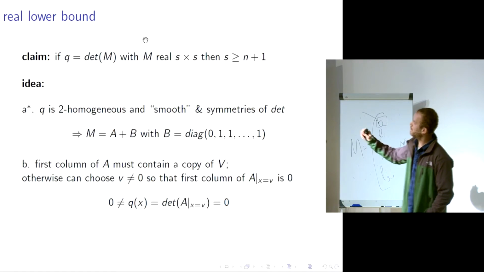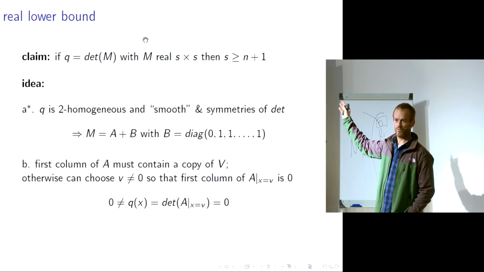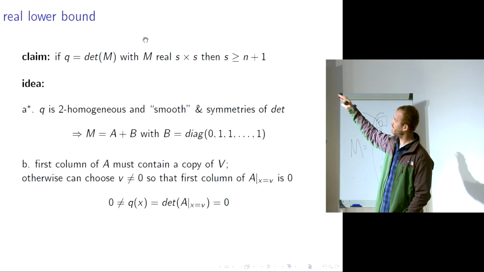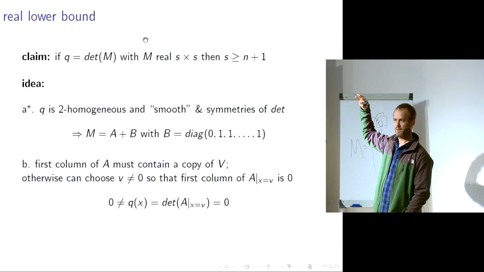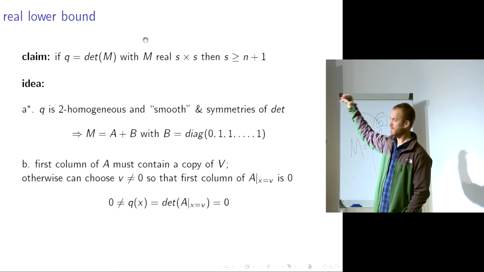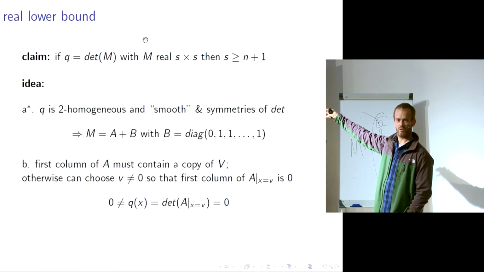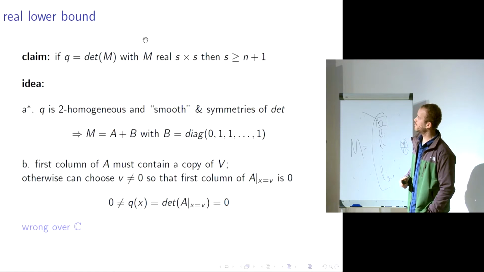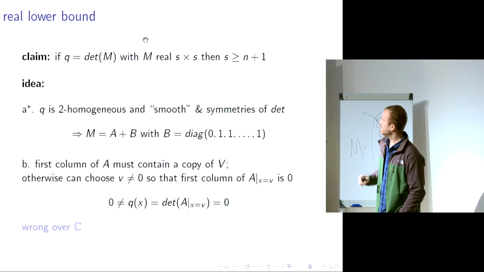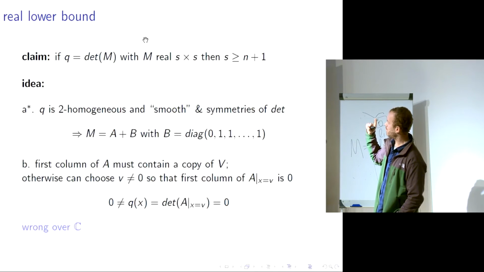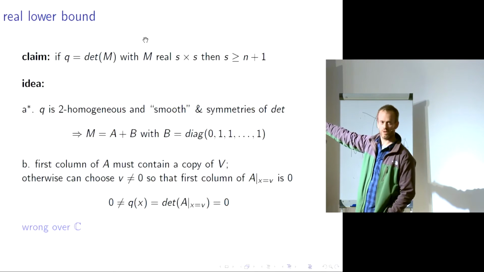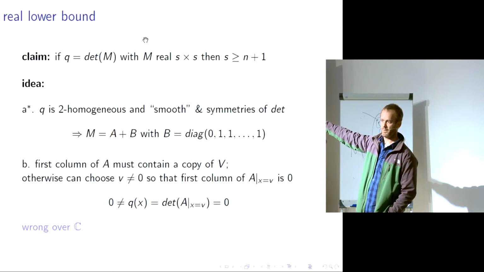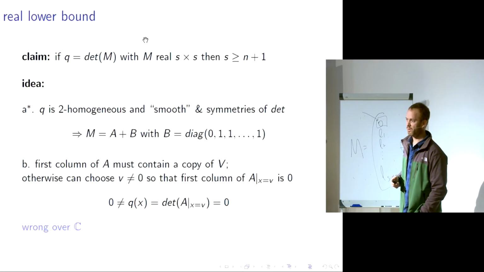Okay. So this is a proof sketch. I will summarize it as first you deduce some structure on M. Then you use this structure of M. This does not work over C, as we saw before, because this is not a contradiction. The last statement is not a contradiction over complex numbers.